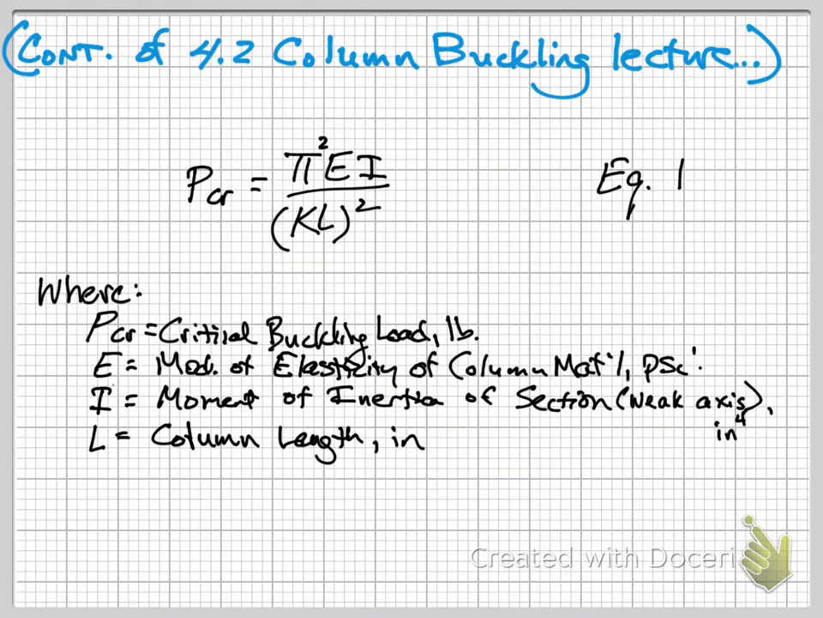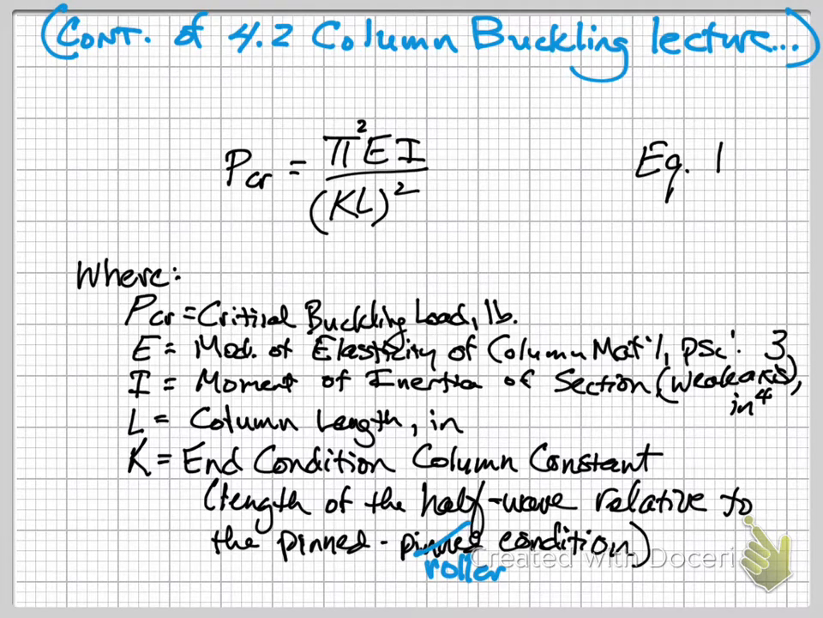where P critical is the critical buckling load, E is our modulus of elasticity of the column material, I is the moment of inertia of the section, usually in the weak axis. L is going to be the column length. And we just implemented this new idea of a K, an end condition column constant, where the length of the half wave for that column is relative to the pinned condition, or as I like to call it, more of a pinned ruler condition.